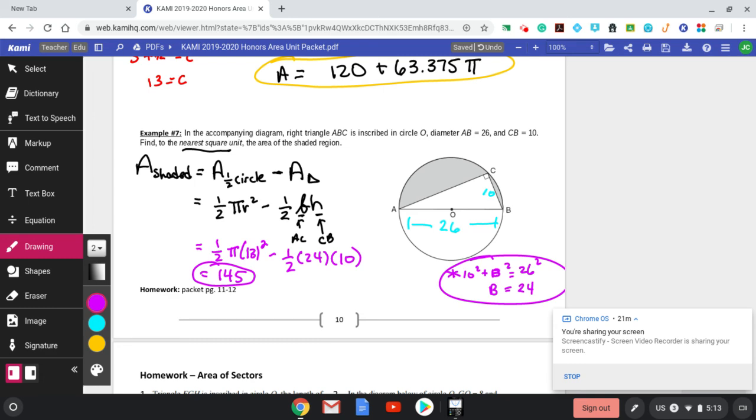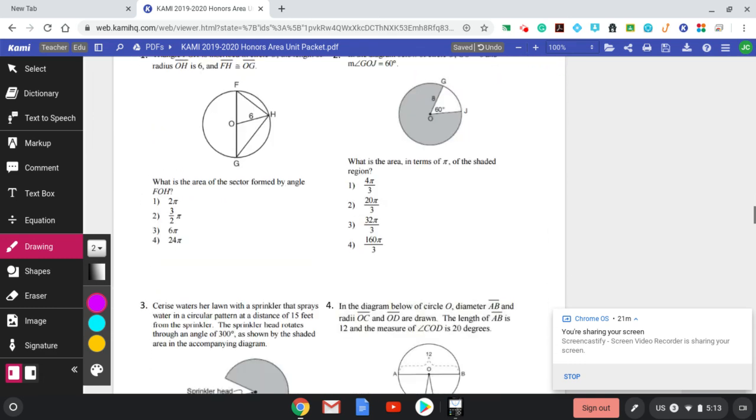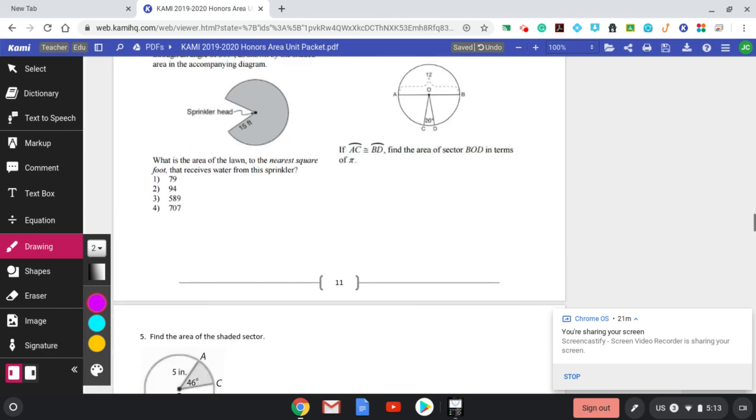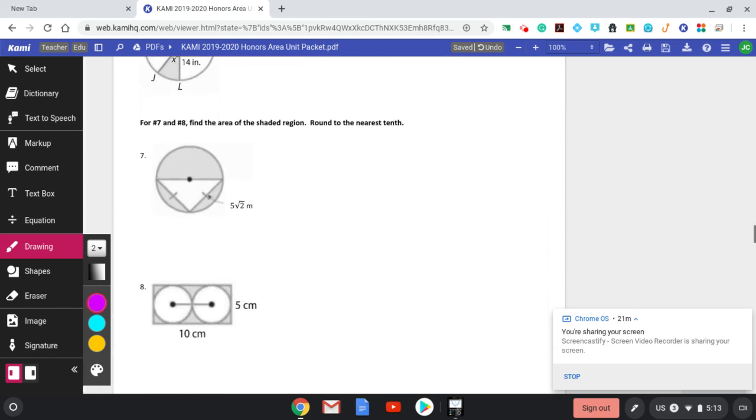Okay, the homework looks like it's on pages 11 and 12. Some working with area of a sector, and then shaded regions here. Okay, number 7 and 8.